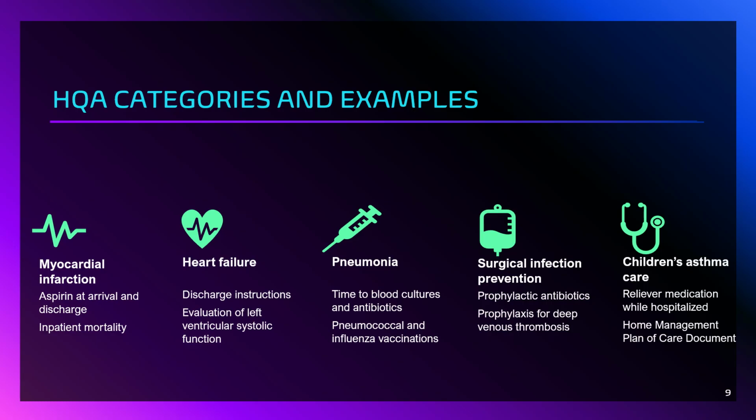The surgical infection prevention focuses on whether patients receive the right prophylactic antibiotics at the right time and whether they receive prophylaxis for deep venous thrombosis to prevent dangerous blood clots after surgery. And finally, for children's asthma care, the measures include whether hospitalized kids receive reliever medication when they need it and whether a home management plan of care document is created before discharge.